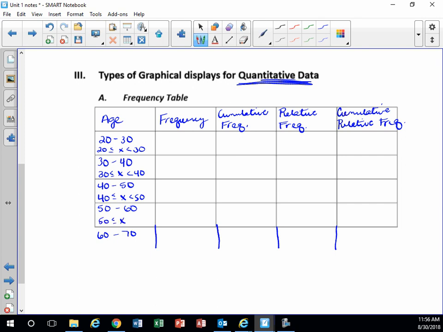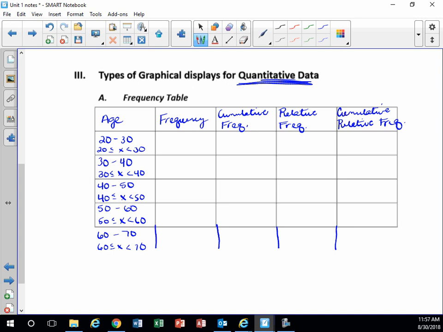You don't have to write them all in, it's up to you. And technically the 70 could be less than or equal to because we don't have another group that it could fall into. All right, so what I want you to do is go back to this census data that we had, and I want you to figure out the frequency for each of these, okay?